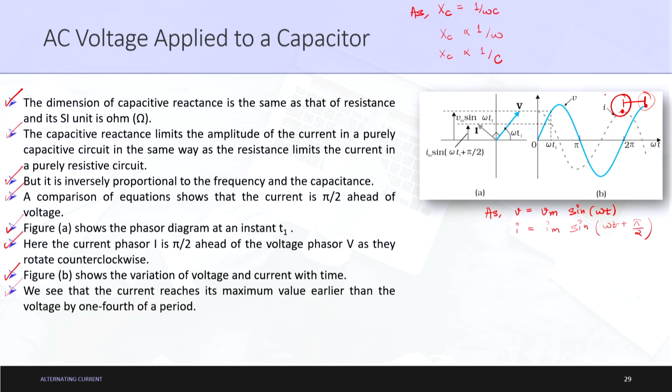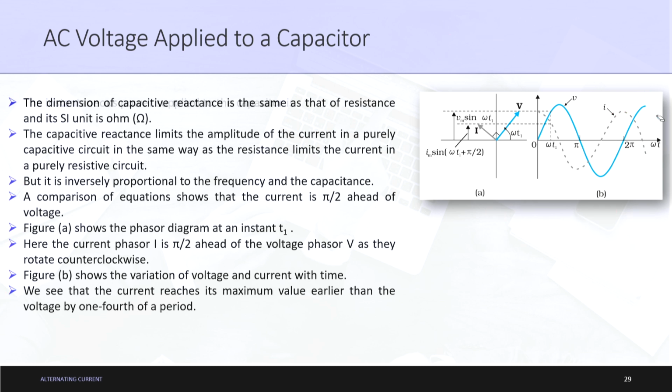So, what we can say is that current is ahead of voltage. By how much time? From the phasor diagram, that is pi by 2, or we can say 1/4 of the period. Current reaches its peak 1/4 of the period before the voltage. So, I think this is also done.